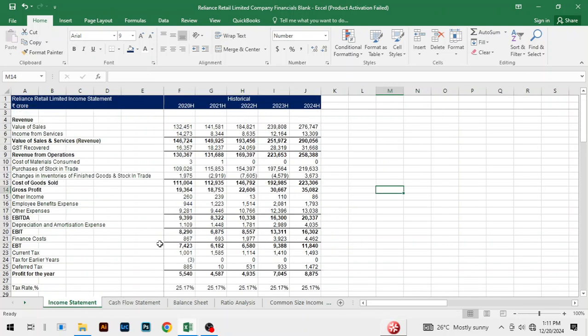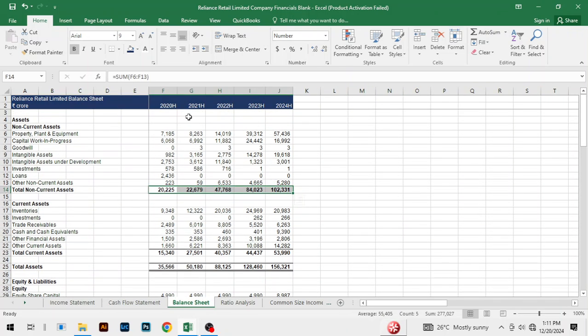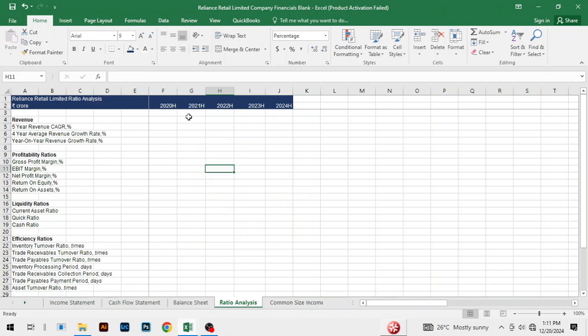So here I've got 5 years of historical data: the income statement, the cash flow statement, as well as the balance sheet. So let's begin working on computing the financial ratios. First of all, we just want to track revenue growth, right? So we'll start by computing the 5-year revenue compounded annual growth rate. So let's just do that here.